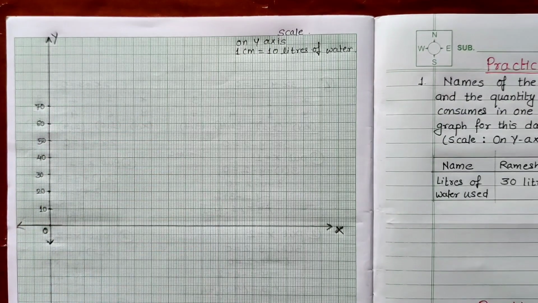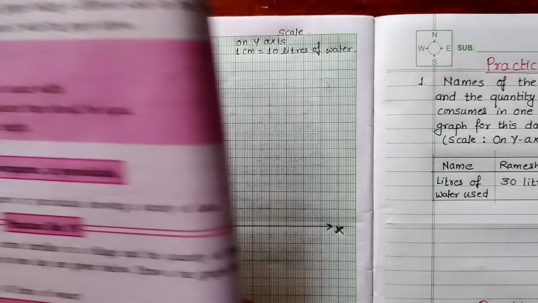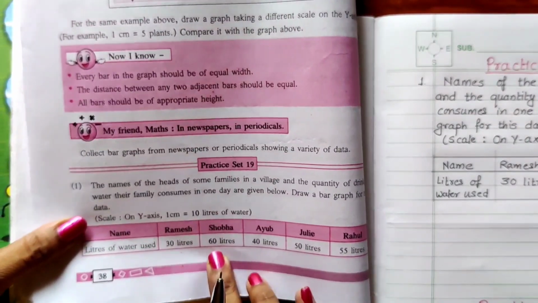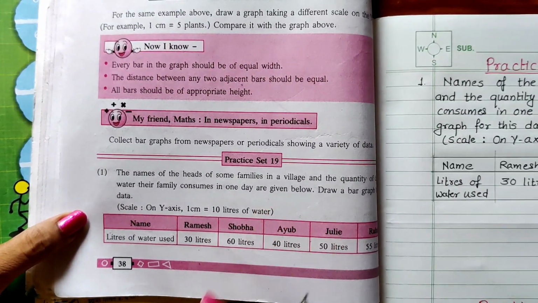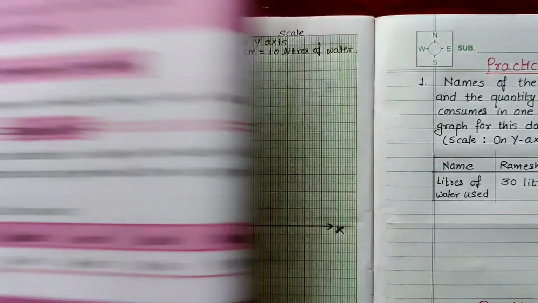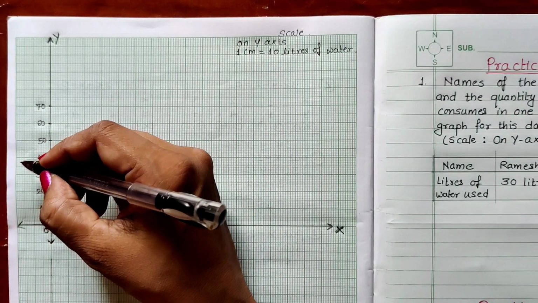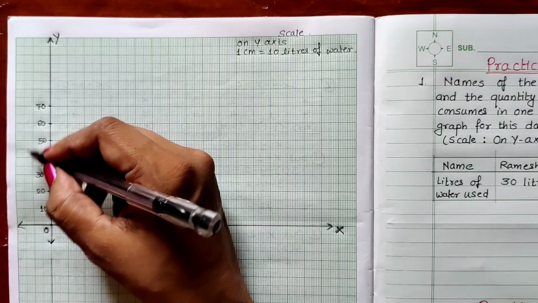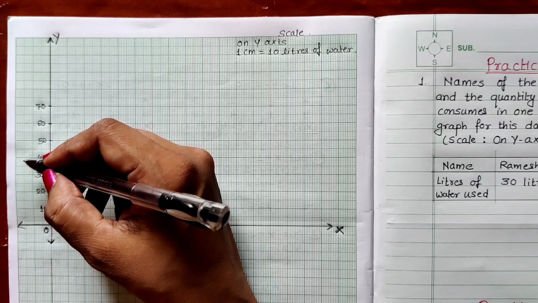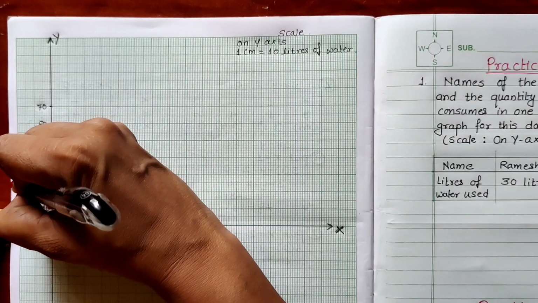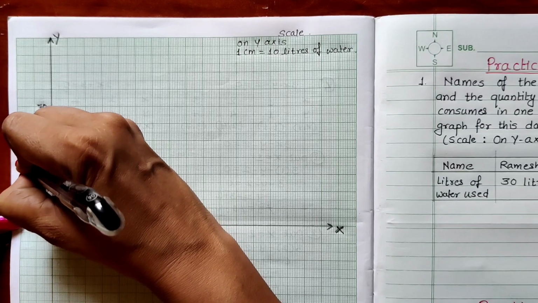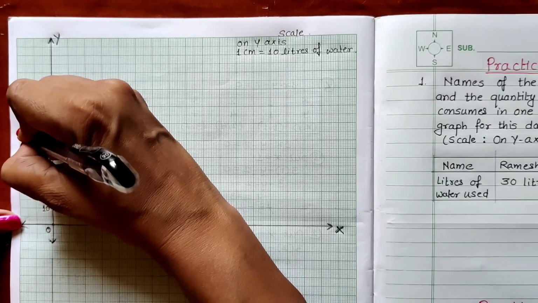Till which number do we have to write? See which is the maximum number here. Maximum is 60. So you can write till 60 or 70, one number more than this. Now this we have written. What have we written on this side? Liters of water. So you have to write here liters of water.